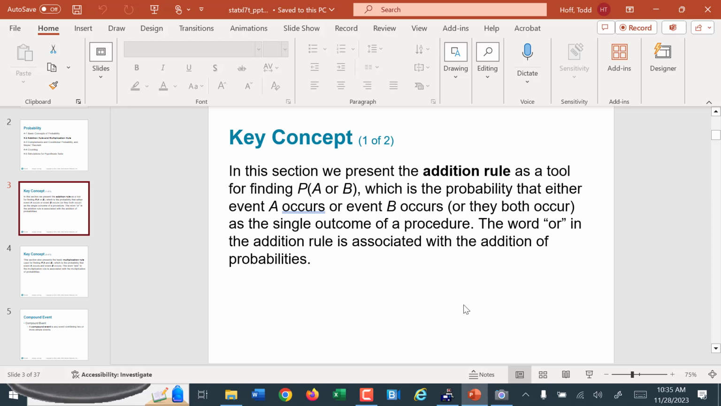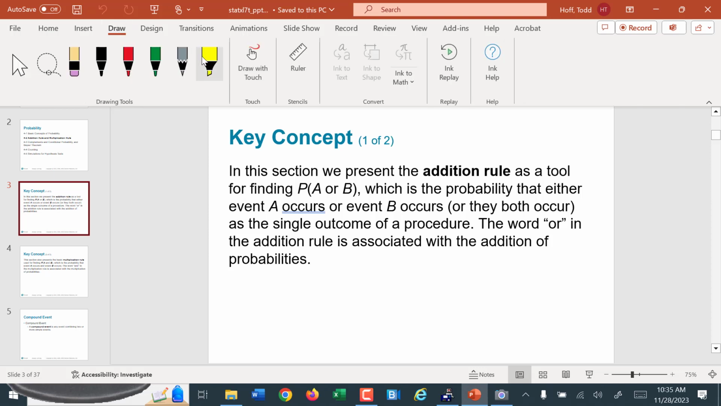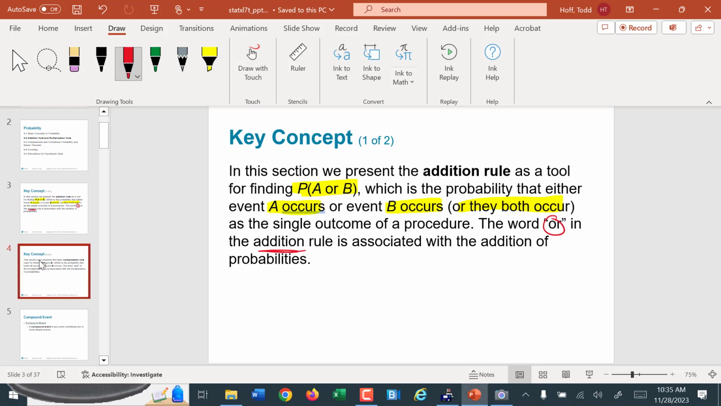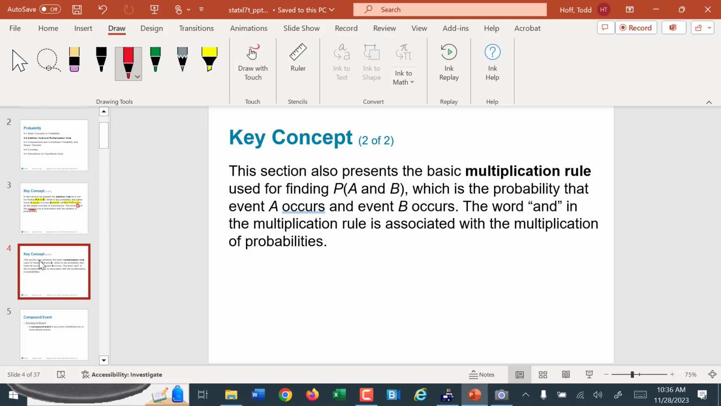The addition rule is used when we want to find the probability of A or B. Probability of A or B means that A could occur, or B could occur, or both could occur to satisfy that desired outcome. The key thing there is the addition rule deals with "or." The multiplication rule, on the other hand, looks at the probability of A and B.